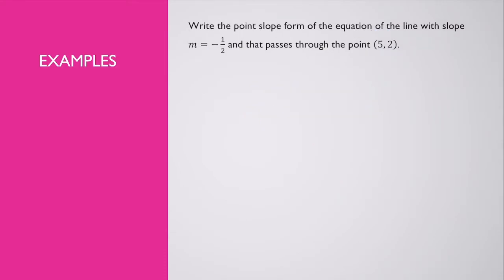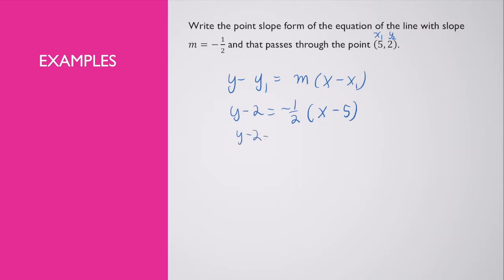Let's do this again. We want to write the point-slope form of an equation of a line with slope m equals -1/2 that passes through the point where x is 5, y is 2. So I have y minus y1 equals m times x minus x1. So y minus 2 equals -1/2 times x minus 5. y minus 2 is -1/2 x plus 5/2.